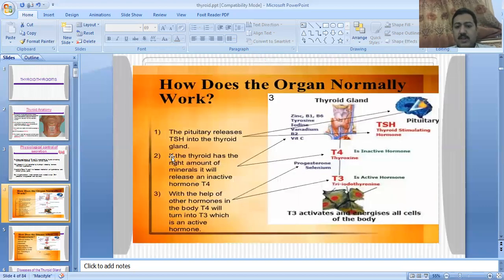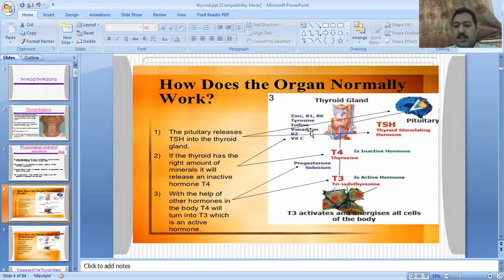Now, in this picture, you can see the pituitary gland, and this one is the thyroid gland. When there is a normal amount of minerals and vitamins present in the thyroid gland, then the whole process will occur normally. These are the minerals and vitamins: zinc, vitamins B1, B6, tyrosine, iodine, vanadium, B2, and vitamin C. These are needed for the thyroid gland. When they are in the normal amount, then the thyroid gland will function normally.